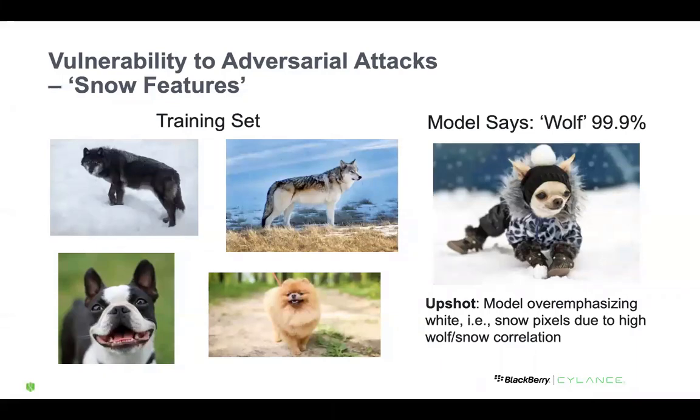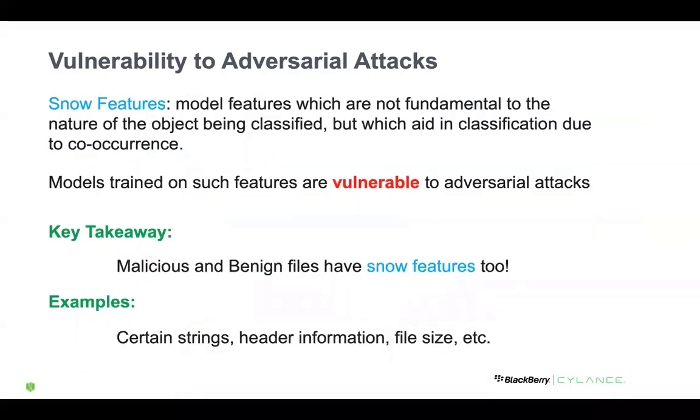But in terms of the model, there can be plenty of these features that show up in files which simply co-occur with malware and aren't fundamental to anything intrinsically malicious. So again, snow features: these are model features which are not fundamental to the nature of the object being classified, but which aid in classification due to co-occurrence, just like the snow features, the white pixels representing the snow in the wolf-dog classifier. So models trained on such features are vulnerable to adversarial attacks.